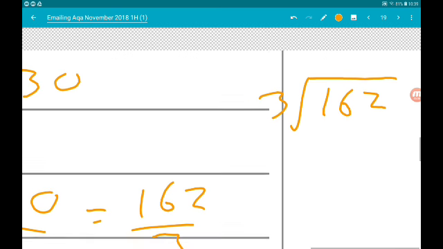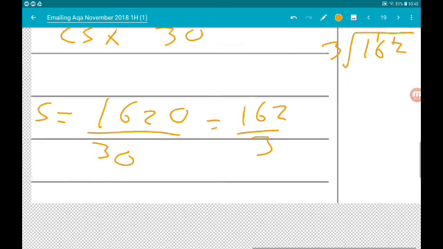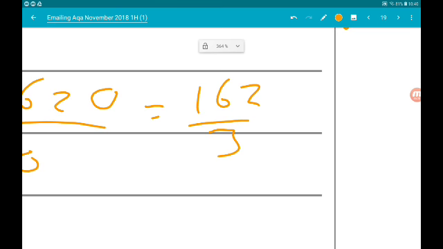So 3 into 1, not happening. Carry the 1, 3 into 16, 5 times, remainder 1, 3 into 12, 4 times, so the cross-section area is 54 centimeters squared. Cool.